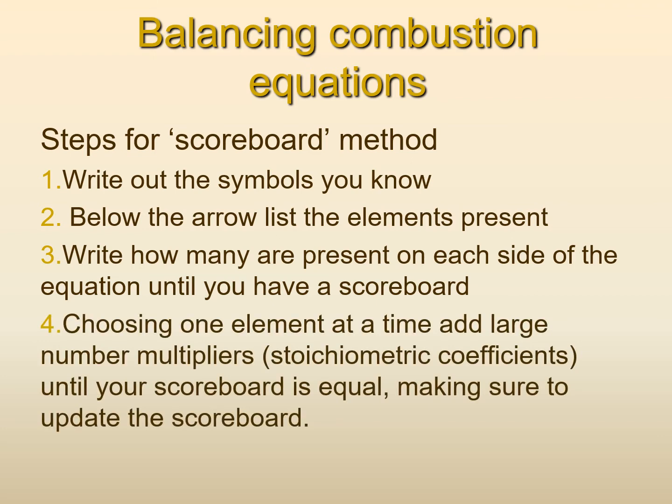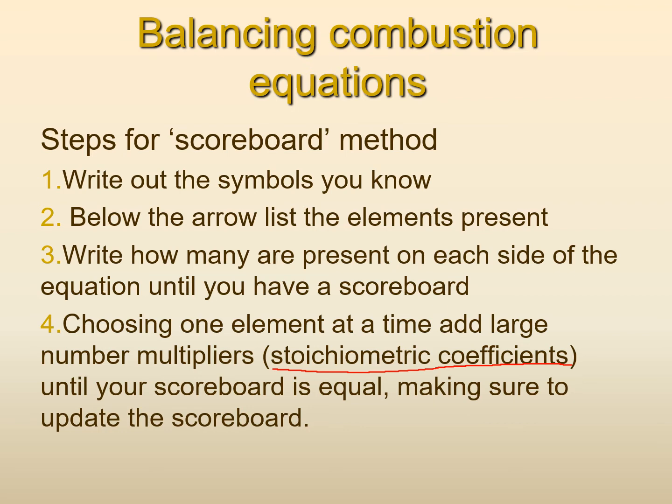The next step is choosing one element at a time, and there's a good order to do this in. The one which occurs in the most places should be done first, and the ones that appear on their own somewhere should be done last. Add big number multipliers, which go in front of a species, and their proper name is stoichiometric coefficients, though you'll never be asked about that name at GCSE, until each element has the same number of atoms on both sides of the equation. As you do that, update the scoreboard, so you've always got a running total of how many of each element there are. Then you can come back at the end and check that, A, the numbers are the same on both sides, and B, that your scoreboard does actually represent what you've written in the equation.